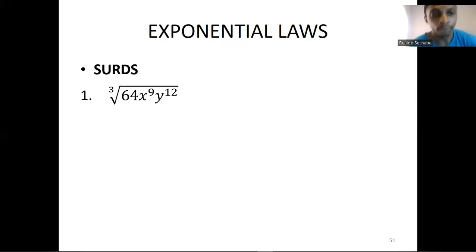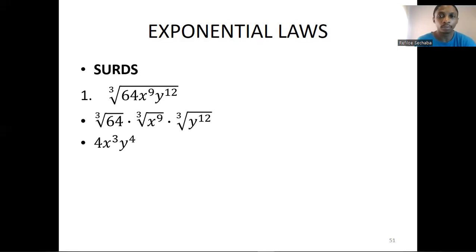Now let us check here. We're finding the cube root of 64, x to the exponent of 9, y to the exponent of 12. The cube root of 64 is 4, x to the exponent of 3, y to the exponent of 4. Brilliant.